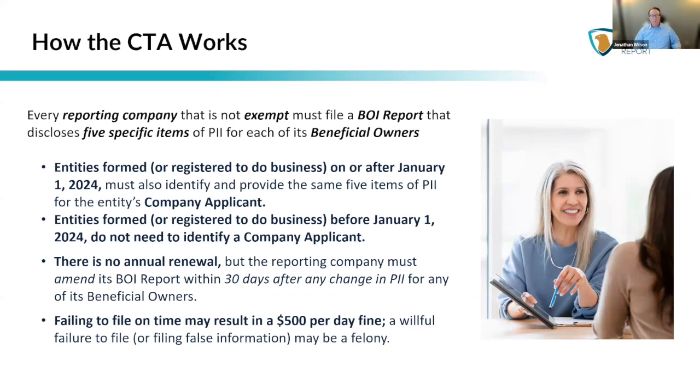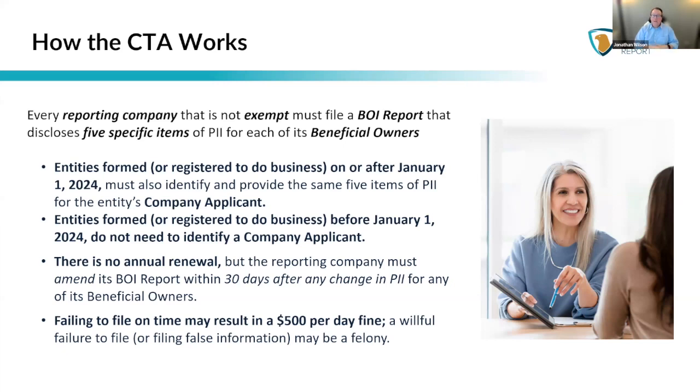Entities that are formed on or before January 1, 2024 do not need to identify their company applicant. Only entities that are formed on or after January 1 have to identify the company applicant. Please do not submit a question that asks me, how far back in time do we have to go to find company applicants? If your company was formed before January 1, 2024, it never needs to know or find its company applicant.